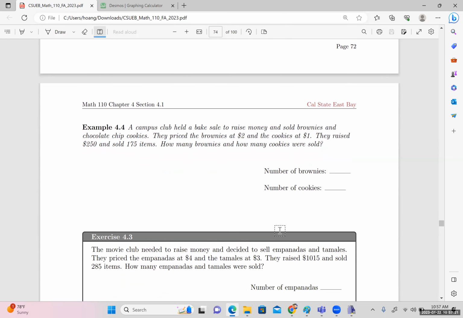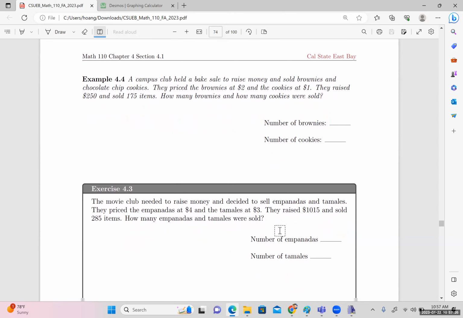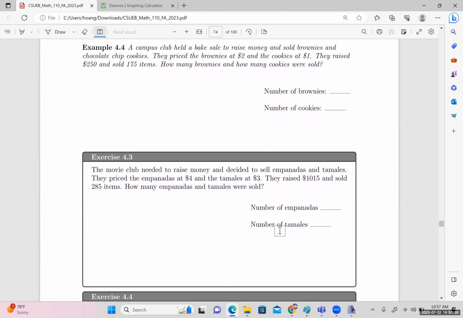Now, I would like to move to example 4.4. A campus club held a bake sale to raise money and sold brownies and chocolate chip cookies. They priced the brownies at $2 and cookies at $1.